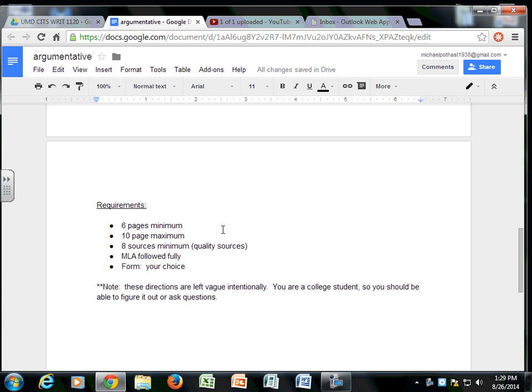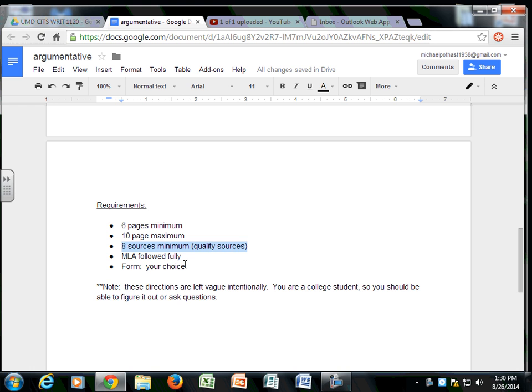Requirements. It says 6 pages minimum, 10-page maximum. This does not need to be a dissertation. 10 pages almost seems to be too much. 6 to 7 pages would seem to be about right. As we continue on with this class, you'll find ways to cut and to be strategic and get to the point. 8 sources minimum, and that is a minimum. And quality sources, I think you know what we're talking about.